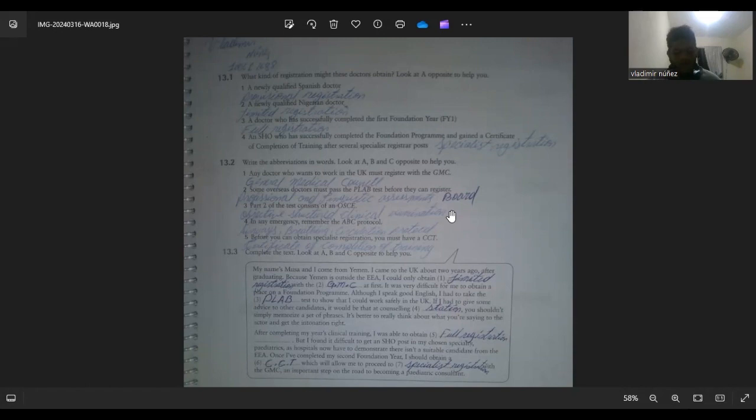Once I complete my second foundation year, I should obtain a CCT, which will allow me to proceed to specialist registration with the GMC, an important step on the road to becoming a pediatric consultant.